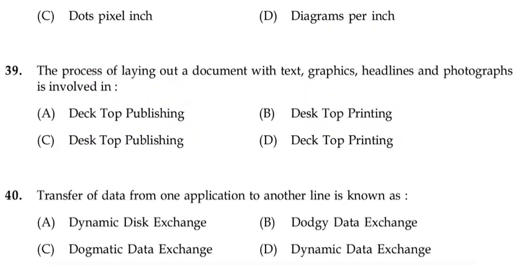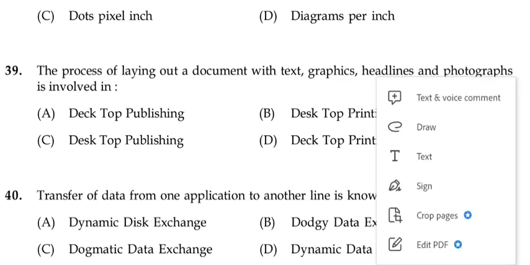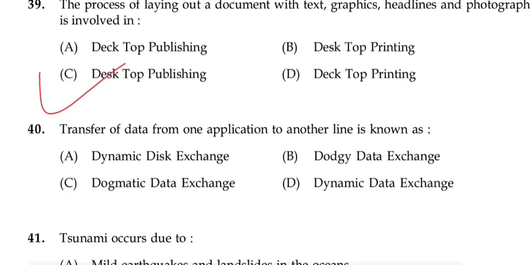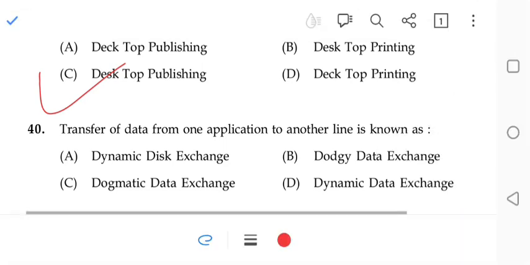39. The process of laying out a document with text, graphics, headlines, and photographs is involved in what? Desktop publishing, desktop printing. 39. Correct answer will be desktop publishing, that is DTP. 40. Transfer of data from one application to another line is known as what? Dynamic disk exchange, dodgy data exchange, dogmatic data exchange, dynamic data exchange. 40. Correct answer will be D, that is dynamic data exchange.